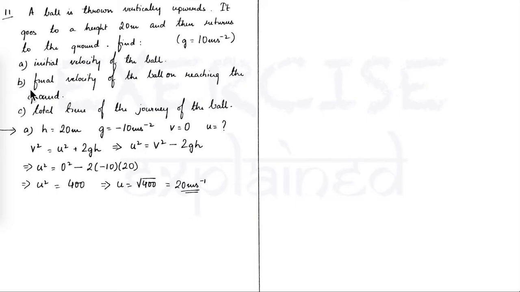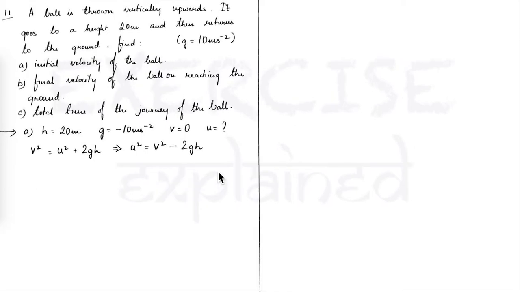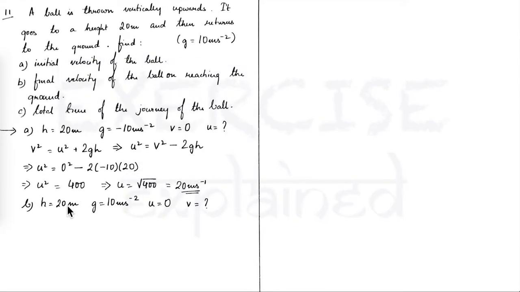Now let's get into the B part of the question, that is final velocity of the ball on reaching the ground. Now the velocity with which a ball is thrown up will be the same velocity with which it comes down. So I again take the downward direction just to prove it. So height remains the same, that happens to be 20 meters. Acceleration due to gravity in this case is 10 meter per second square. Initial velocity will be 0 because when anything is falling down, we consider u to be 0. Final velocity we need to find.